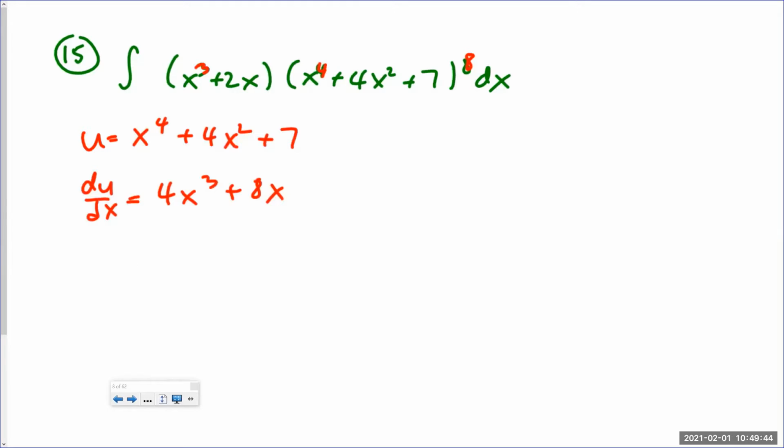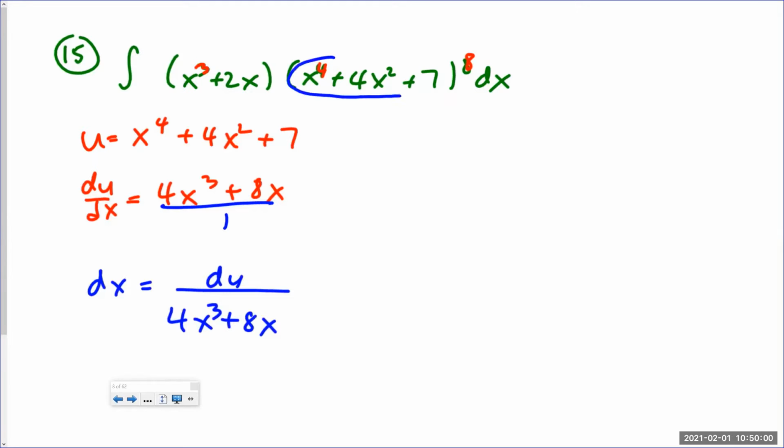Then you solve for dx, and when you solve for dx, you force this over a 1. You cross multiply, and you'll get dx is equal to du over 4x cubed plus 8x. That's good so far. You're going to replace two things. What two things am I going to replace? My u and my dx. Okay, so I'm going to rewrite it. But if it has a u or a dx, I'm going to replace it.